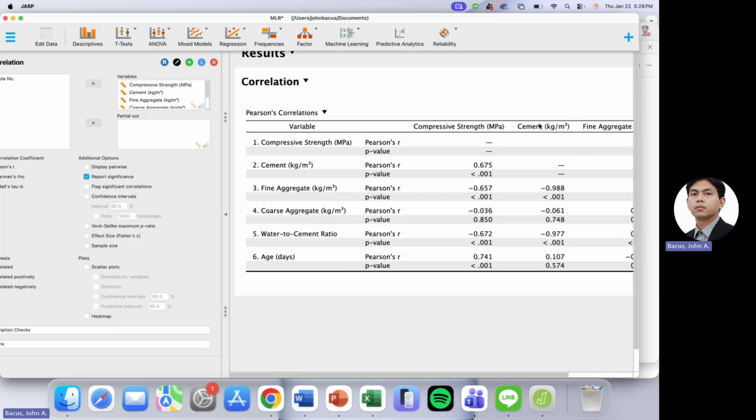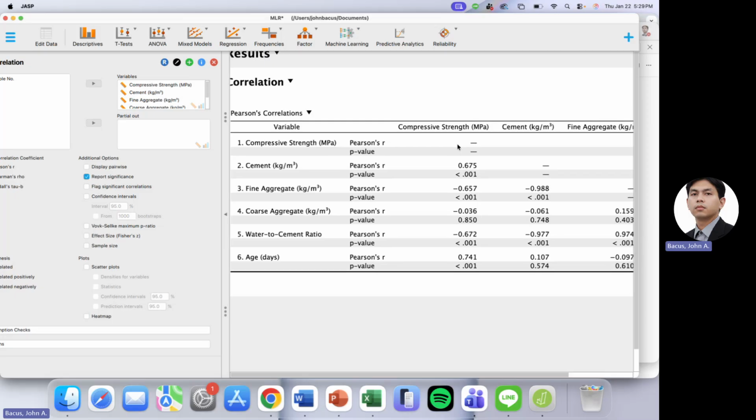Fine aggregate naman and the cement, tingnan natin siya, fine aggregate and the compressive strength. Okay? So, tingnan natin ito, class, yung independent variables to the dependent variable na compressive strength. Fine aggregate and the compressive strength, that's a strong negative relationship. Coarse aggregate, remove because there is a very weak negative relationship to the compressive strength. Water to cement ratio, there is a strong negative relationship. And age, there is a strong positive relationship. So, kani siya, except sa coarse aggregate, has a relationship to the compressive strength.